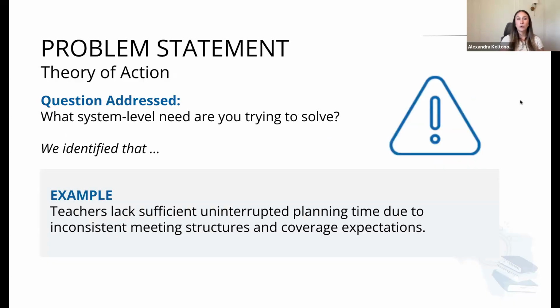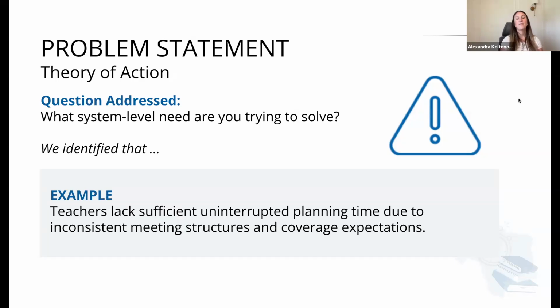So right now we're going to go through the first four pieces of the theory of action. Again, this first one is the problem statement. The question being addressed is: what system level need are you trying to solve? The starting probe is "we identified that XYZ." That's the summary of your needs assessment. An example would be that teachers lack sufficient uninterrupted planning time due to inconsistent meeting structures and coverage expectations.